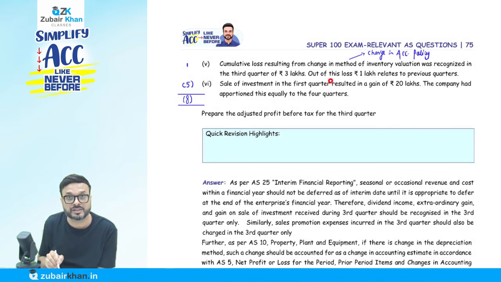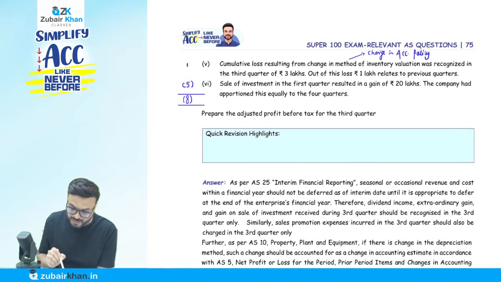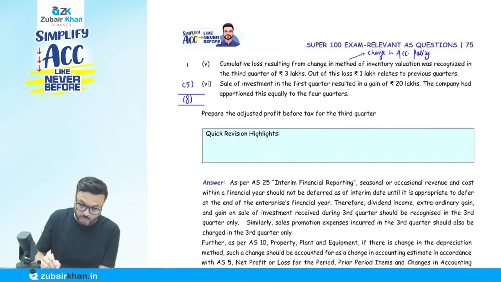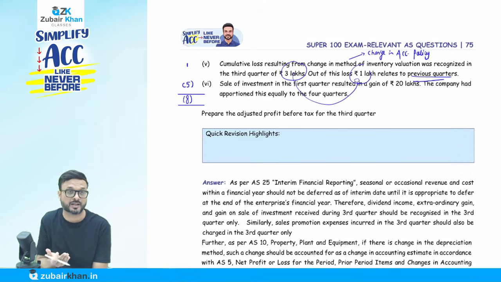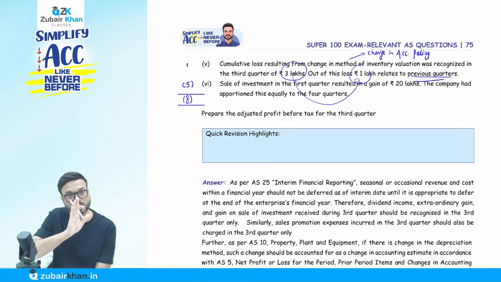3 lakh. Out of this, 1 lakh relates to the previous quarter. They say the cumulative loss resulting from change in method of inventory valuation was recognized in the third quarter at rupees 3 lakh. They have to recognize only what relates to the third quarter. So the total difference due to change in accounting policy is 3 lakh, but out of 3 lakh, 1 lakh is related to the previous quarter. So that 1 lakh will not come here, because it is a change in accounting policy. Out of 3, 1 is related to the previous period. We are going to recognize only the 2.